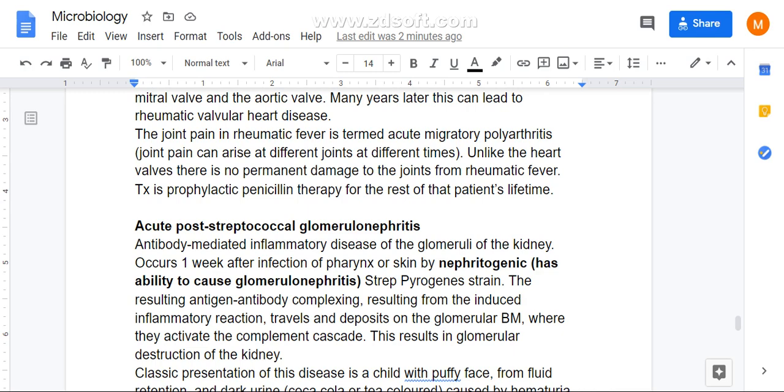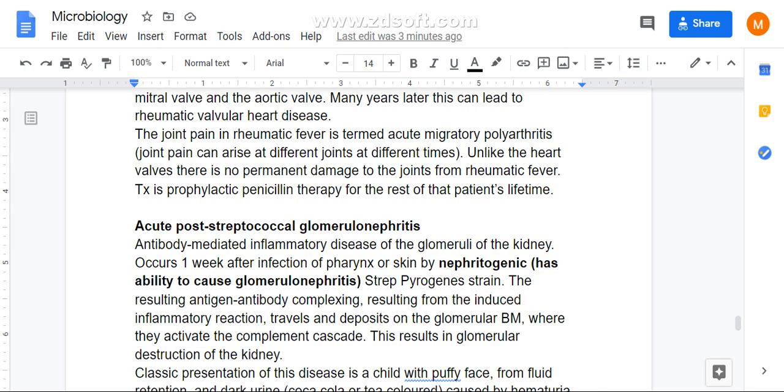So this is an antibody-mediated inflammatory disease of the glomeruli of the kidney. It occurs 1 week after infection of the pharynx or skin by a nephrogenic Strep Pyogenes strain. So it's not every Strep Pyogenes strain that is going to cause acute post-streptococcal glomerulonephritis. Only certain Strep Pyogenes strains, specifically the nephrogenic strains.